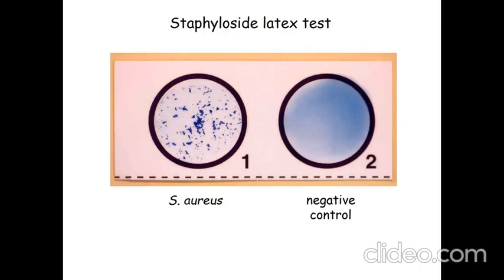So you get this clumping, and that should be very visual. And then you get a clearing because the beads are all sticking together, so the liquid that's left in there doesn't have the beads floating all around. This is a really nice positive for Staphylococcus aureus, and this is what you would hope to see if you were testing it to see if it was Staph aureus.